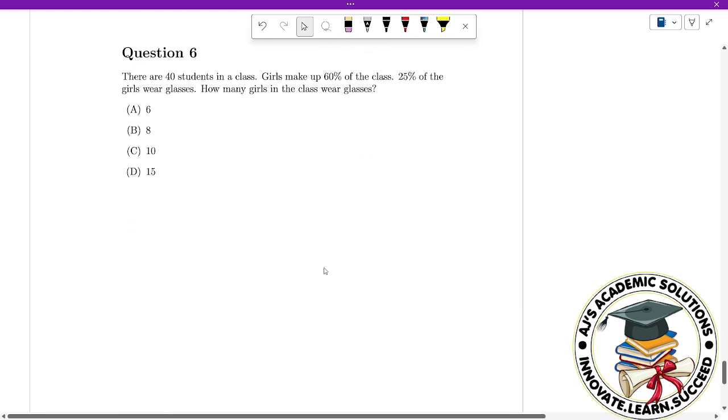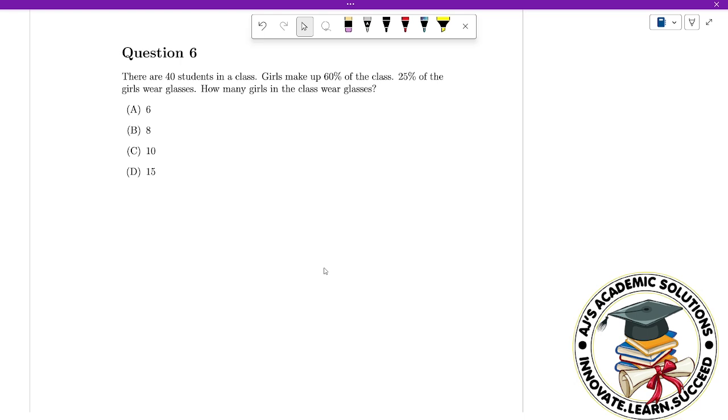Okay, so the last question we have in the booklet for January 2018 to cover computation is: there are 40 students in a class. Girls make up 60% of the class, and 25% of the girls wear glasses. How many girls in the class wear glasses?